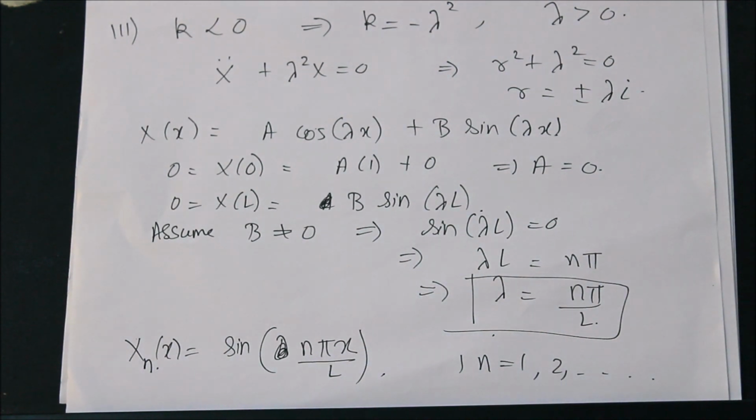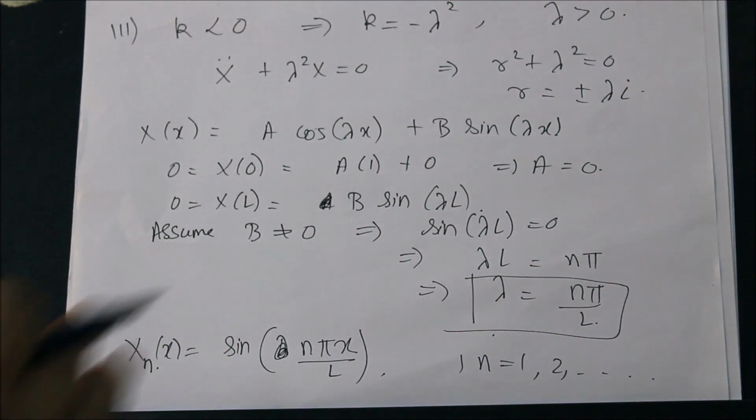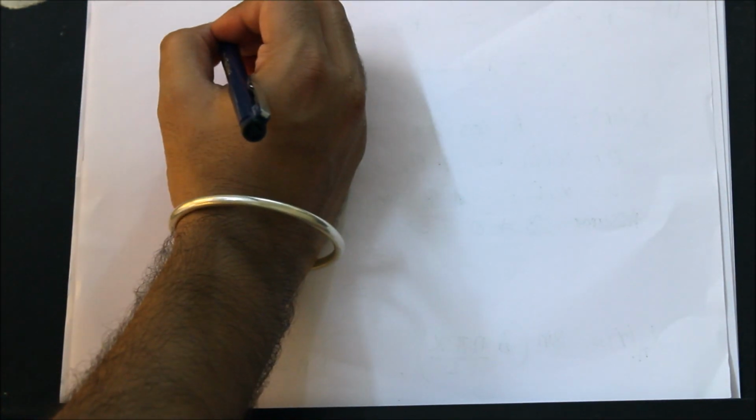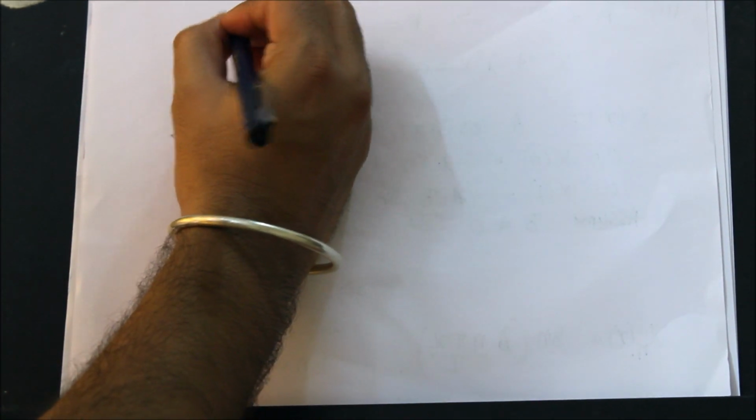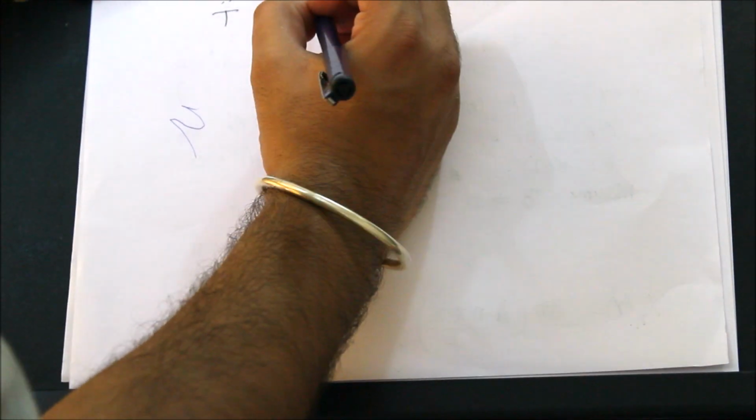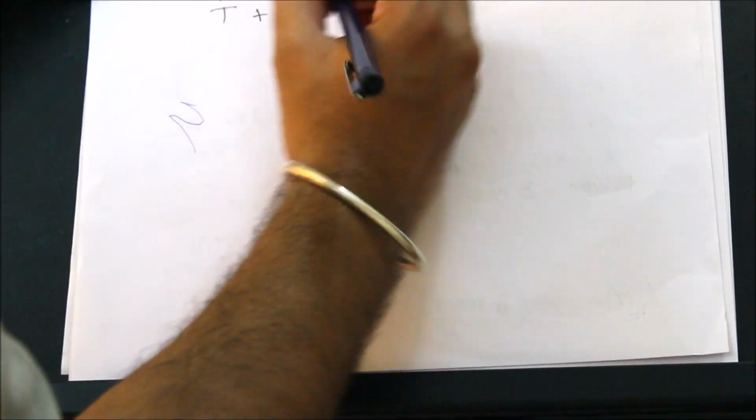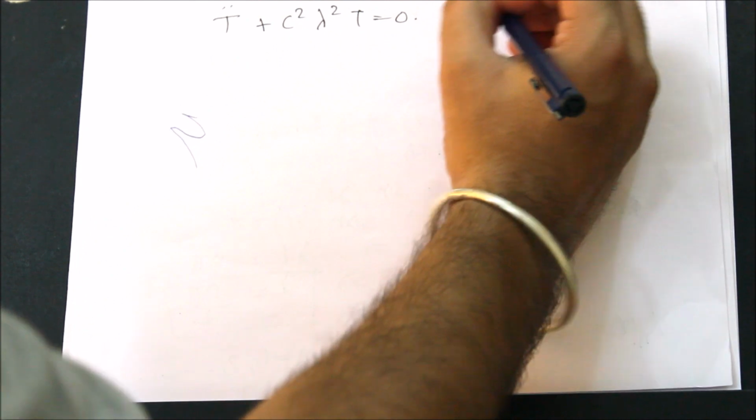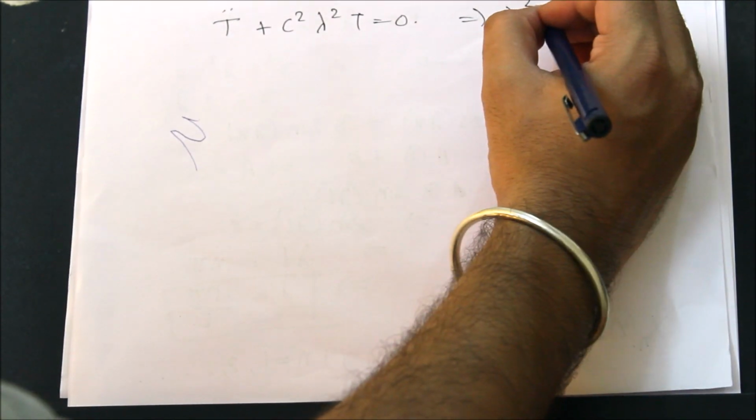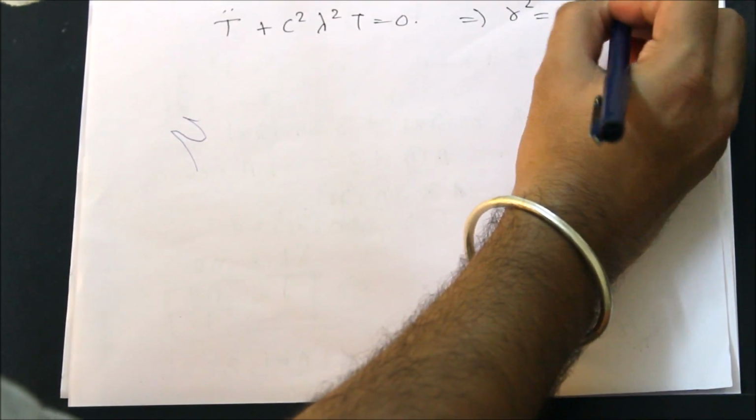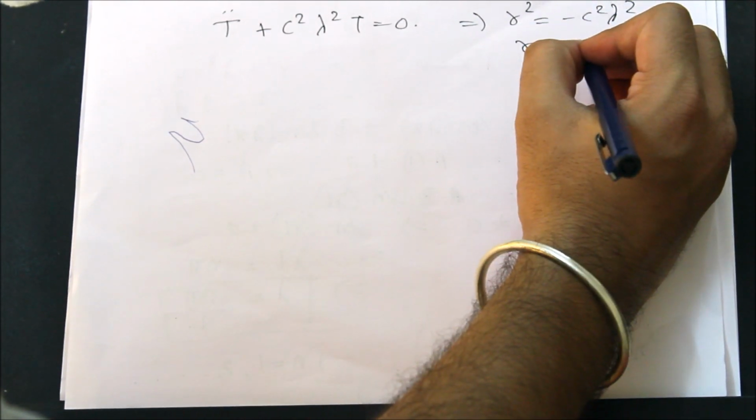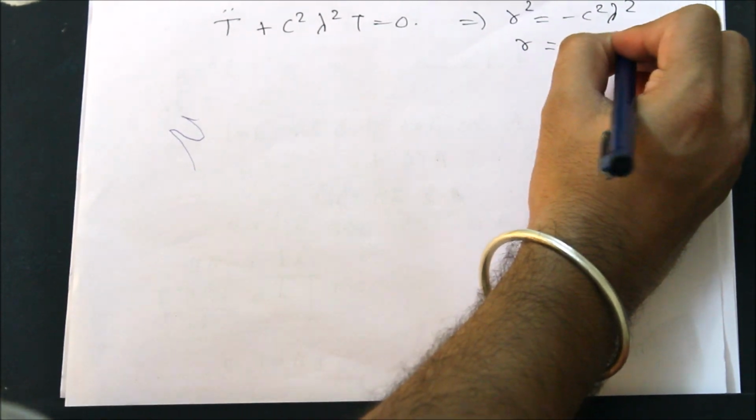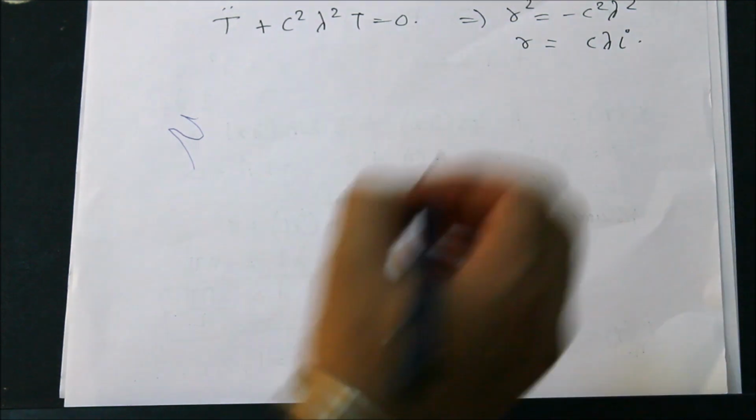Now let's do the same thing for my t double dot, because I have one more equation, right? So if I do the same thing for t double dot, I have t double dot minus c square, what is my k now? minus c square lambda square t equal to 0. So from here what is our auxiliary equation? r square equal to minus c square lambda square. So r is nothing but plus minus c lambda i.